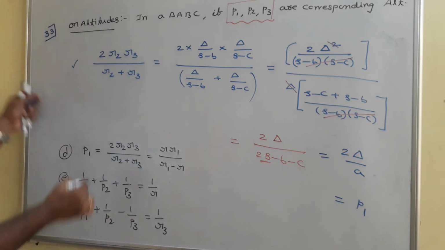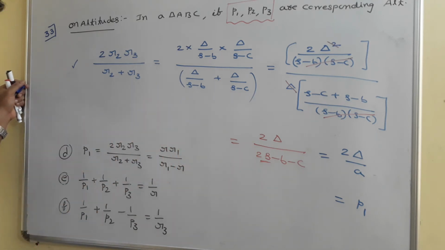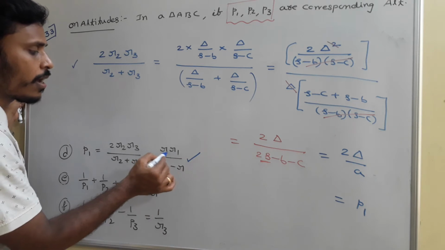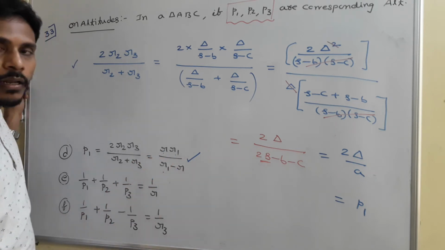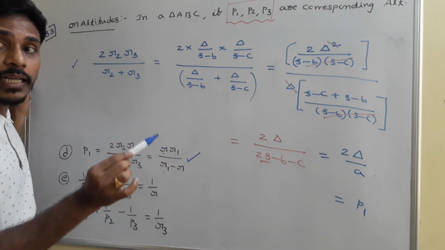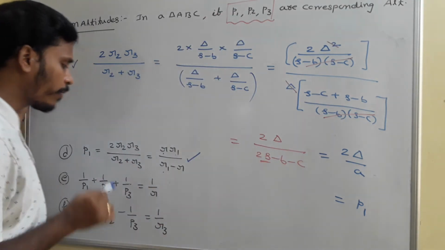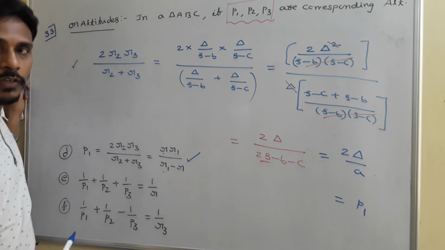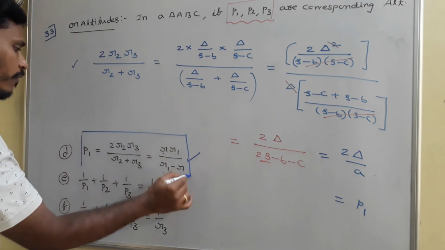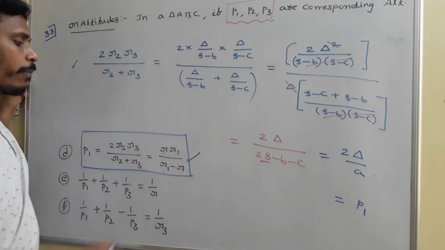At the end, P1 is equal to 2R2R3 by R2 plus R3. In the same way, there is a chance to prove this also. What is it? R1 by R1 minus R. What is R? Delta by S. What is R1? Delta by S minus A. Use those things, proceed in such a manner, you will again get its simplification as P1. And now, after that, just analyze it. P1 is equal to 2R2R3 by R2 plus R3, times R1 by R1 minus R.